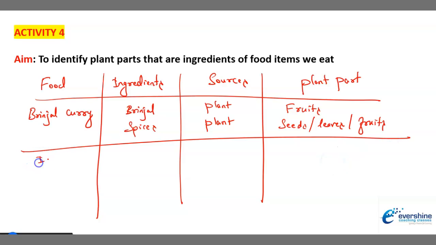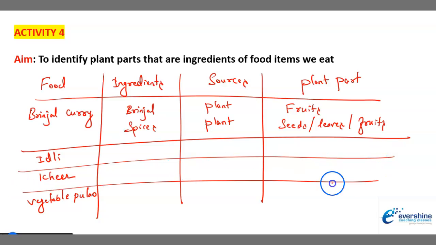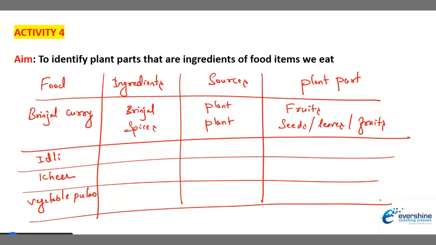Will you do it? You do it for idli, you do it for kheer, you do it for vegetable pulao. It's very famous, right? Yeah, you have to collect the information for these things. Let me see how much you will collect the information.